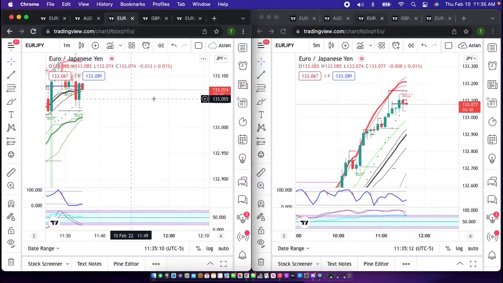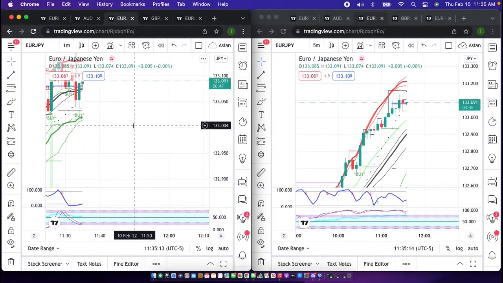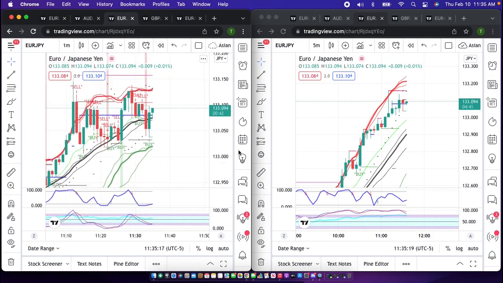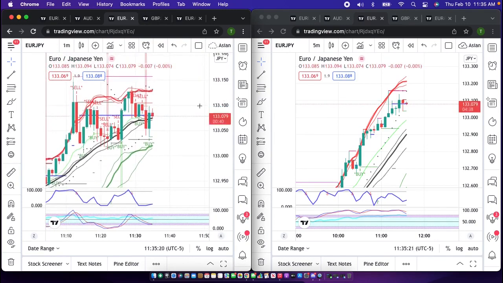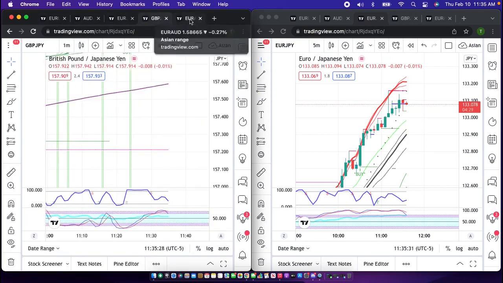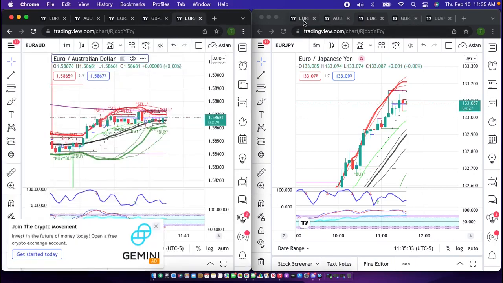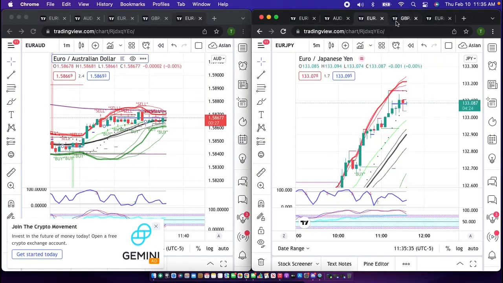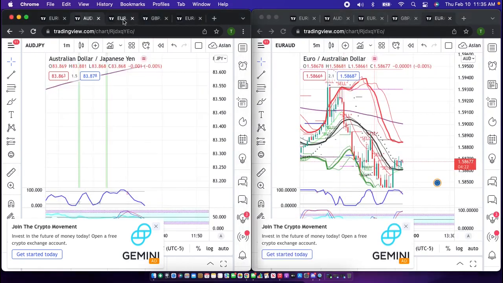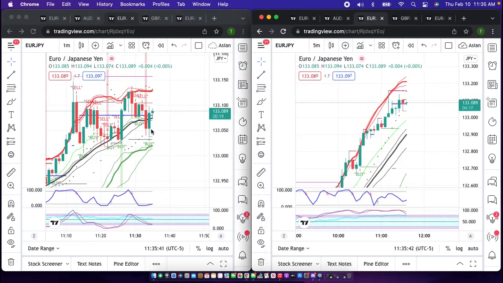So what I like to do is I'll have whatever my charts are on Quotex or whatever broker you're using, I have the same ones in the same order on TradingView. So on one window, these are all my charts in the 1 minute. And then in this window over here, these are all my charts on the 5 minute. So let me go back to Euro JPY just so you can see.